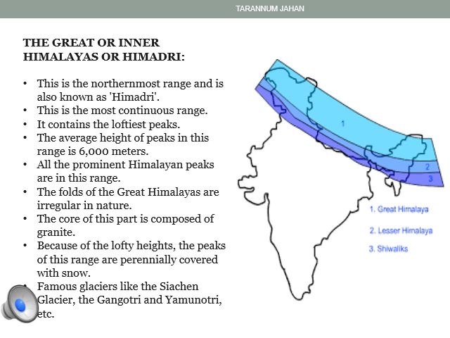If you see the light blue color, that is the Himadri region. The average height of these mountains is around 6,000 meters. For example, in the Himadris we have Mount K2, Mount Kanchenjunga and Mount Everest. These are mountains covered with snow for the whole year. They are made of granite stones especially, and because of the lofty height, the peaks of these ranges are perennially covered with snow.